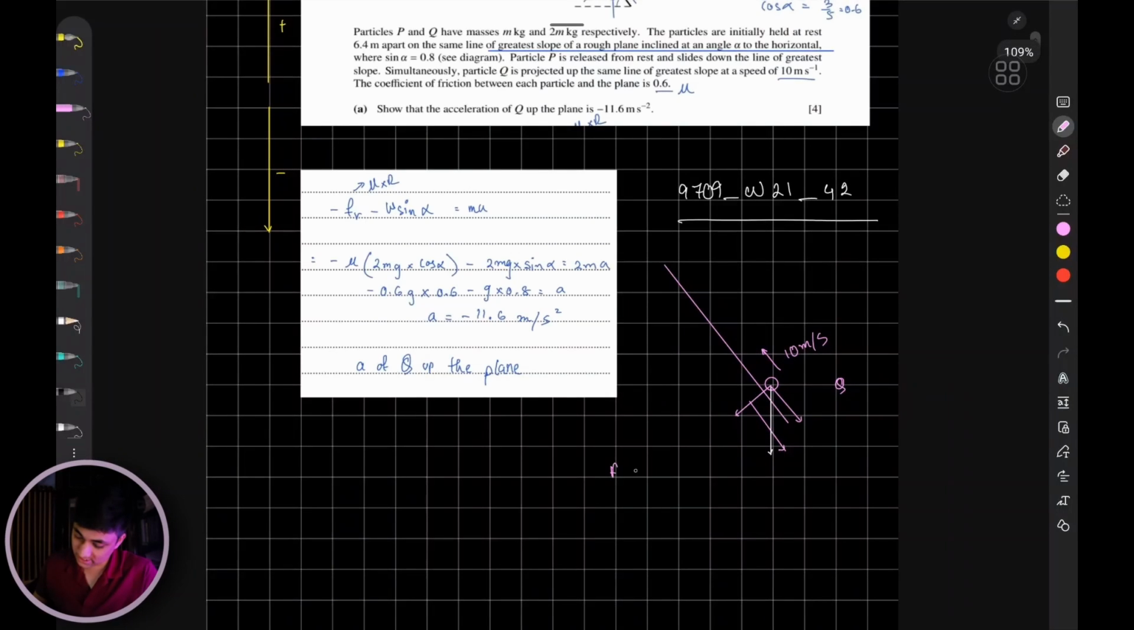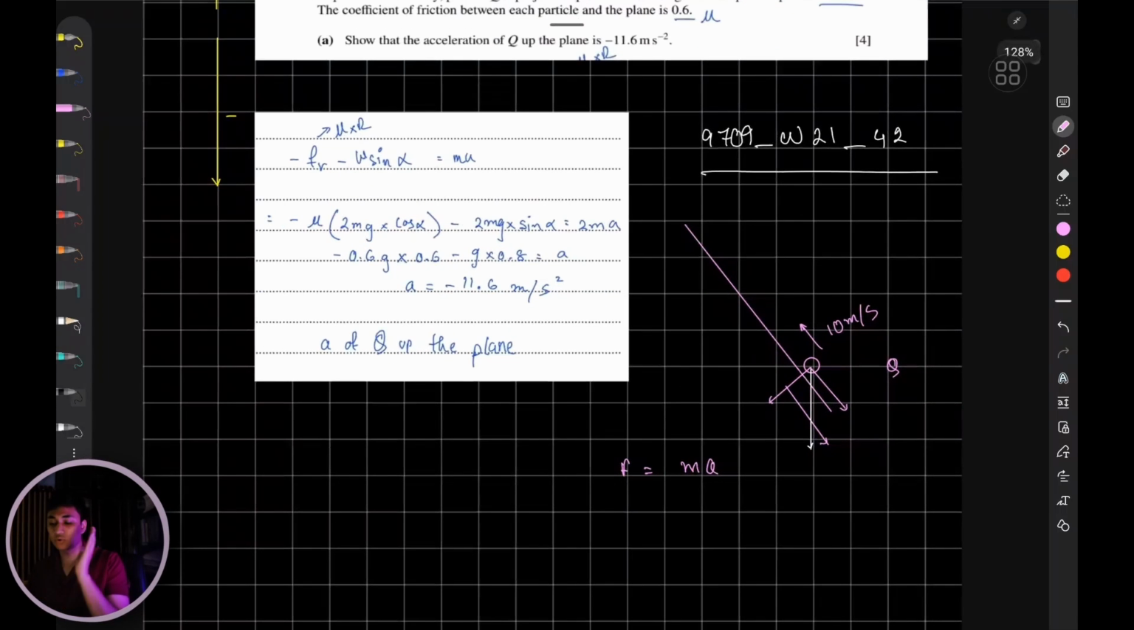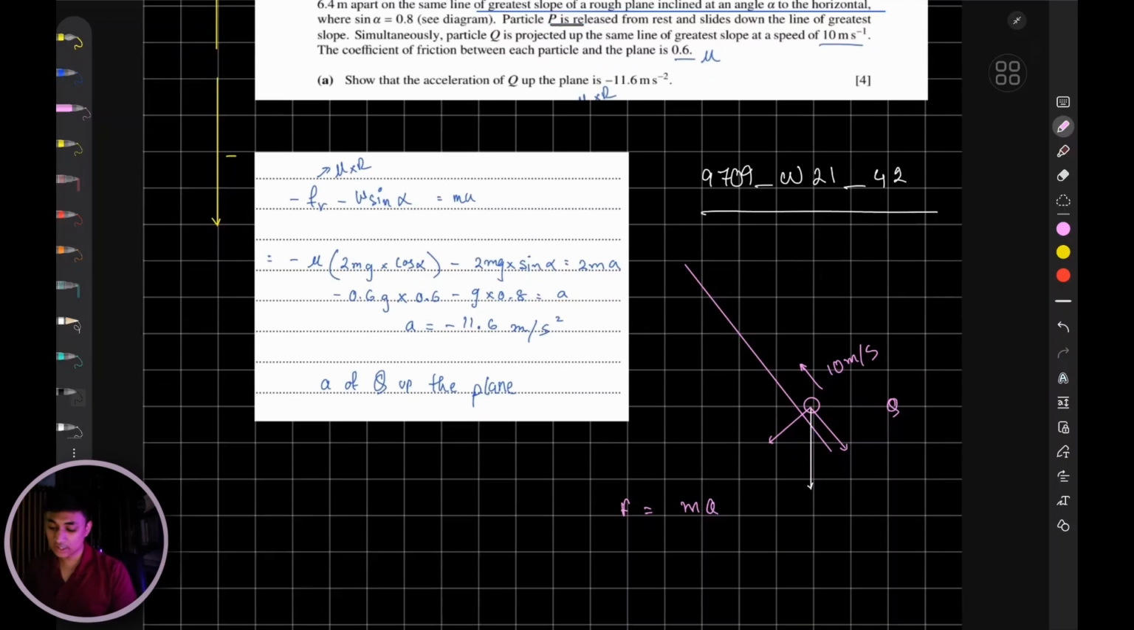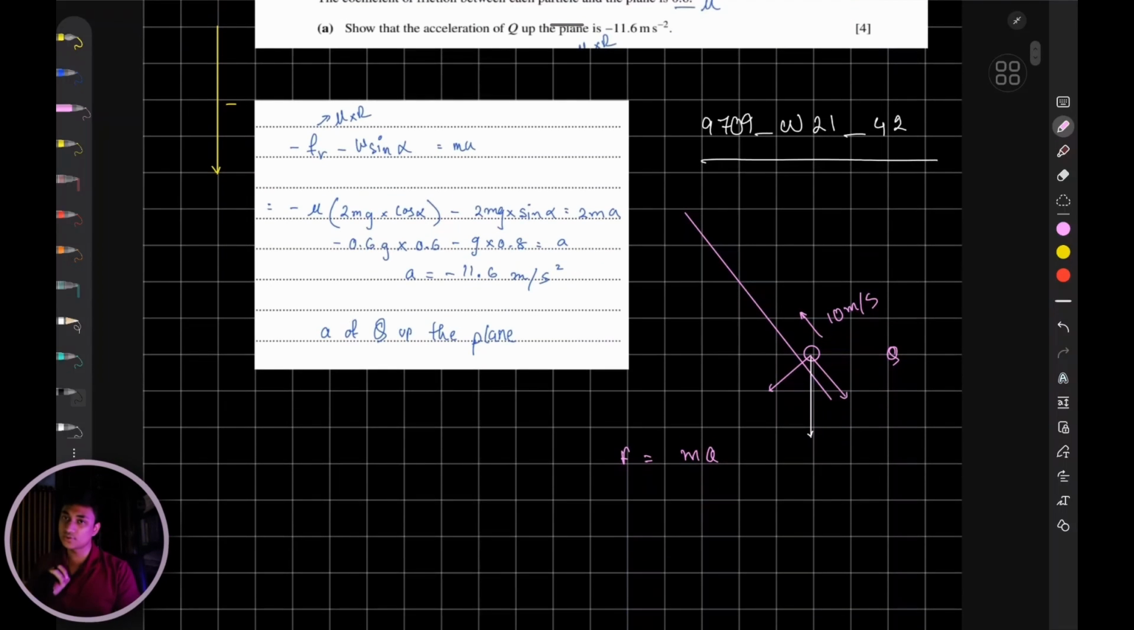So resultant force F is equal to ma, right? So what is the resultant force? What are the only forces acting on this point particle? The only forces acting on this point particle are the weight acting downwards and also friction acting where? Downwards. So we are going to consider both of those forces to calculate its acceleration, right?